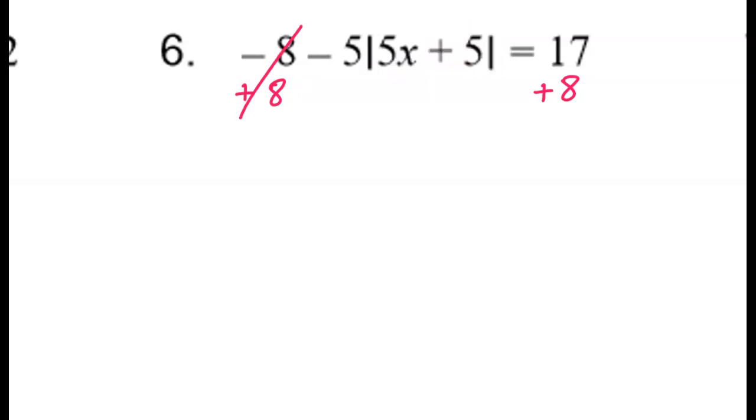How would I go about getting my thumb all by itself? What do you do first here? So you're right, we add 8. We add 8 to the other side, so we have negative 5 times the absolute value of 5x plus 5 equal to, we've now added the 8 to the other side, 17 plus 8 gives us how much?